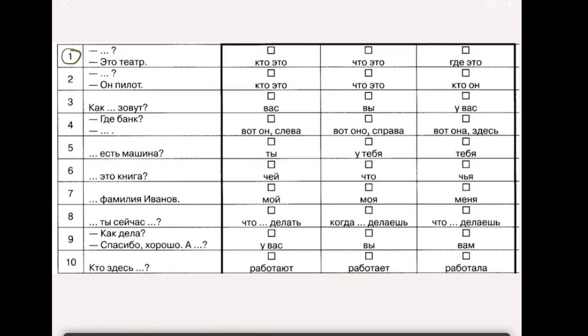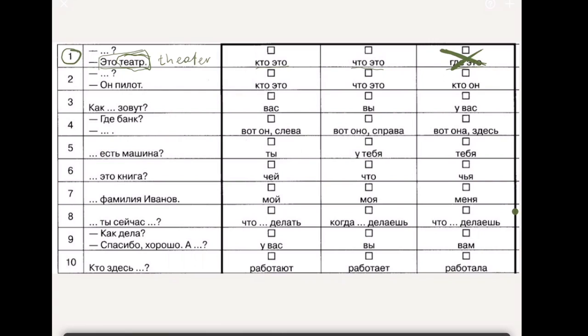So let's begin with question number 1. And here we need to understand which one is correct. Кто это? Who is it? Что это? What is it? And где это? Where is it? So here we need to look at the answer first, of course, and we see это театр. And of course, you don't need to be advanced in Russian to understand what the word театр means. Of course, it means theater. So this answer means simply this is a theater. Это театр. So obviously the question where is the theater? Где это? It's not correct.